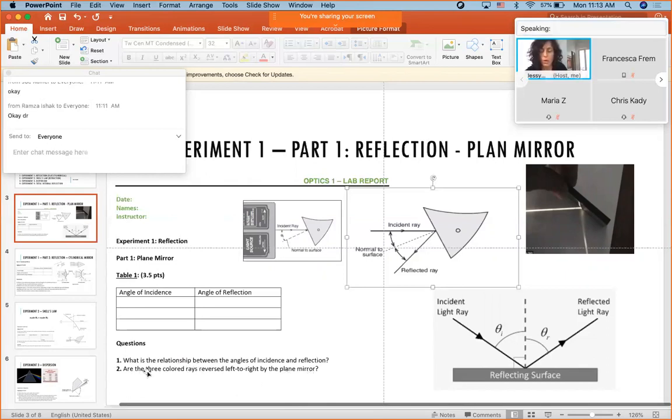All right, so you will see in the video the case where I will do exactly the same experiment, but I will not be using white light. I will use a filter just to show you 3 different colors, and you will see if the reflection happens normally. So are the 3 colored rays reversed left to right by the plane mirror? Try to answer this question. It should not be difficult. That's part 1 of experiment 1. Any question?